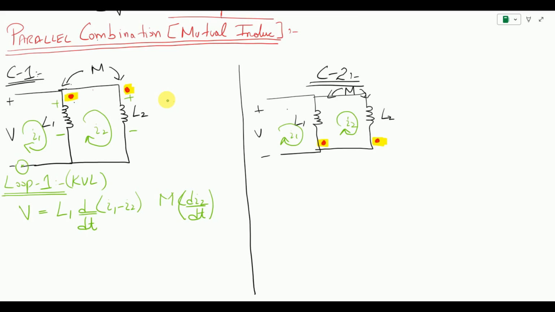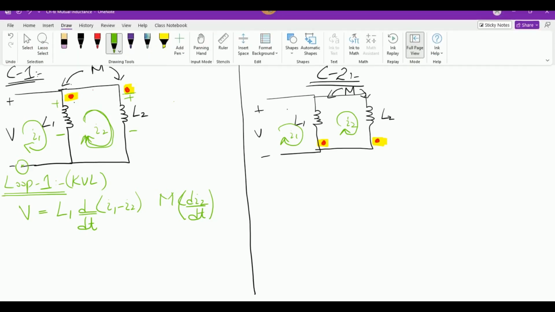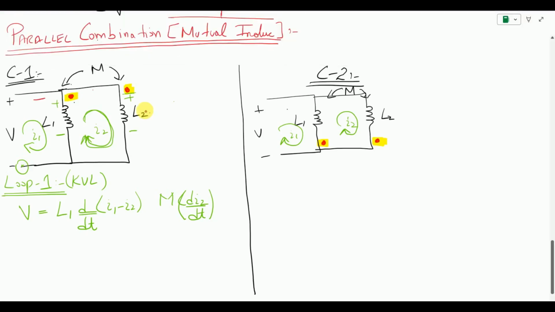So in order to find the sign for M, we have to look at the current I2, and we know that I2 is in this loop and this is the terminal. So the current basically entered and then it left. When it is entering, the sign becomes positive at this dot and negative at this dot for M. So I can say that it is going to be plus M di2 by dt. So this is my first equation.